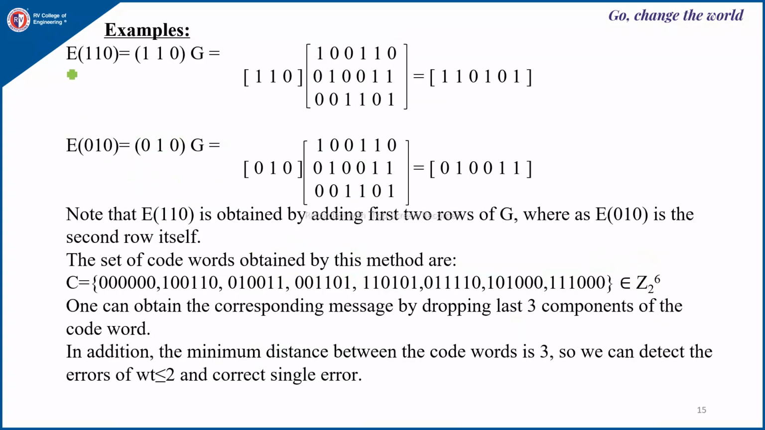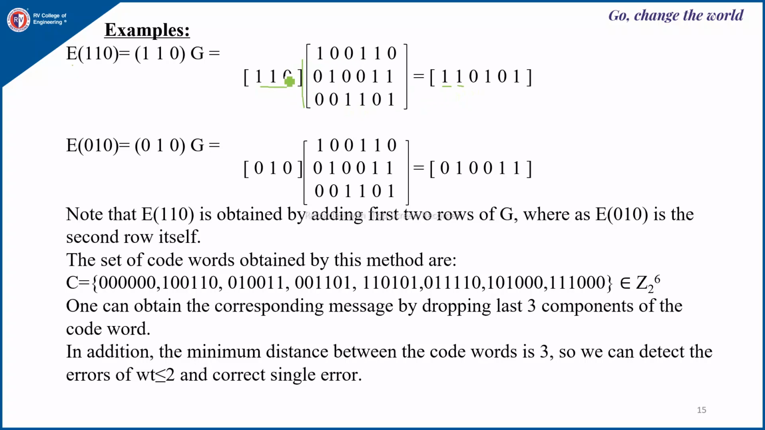Suppose you see an example. What is the code word for 110? That is, encoding 110 produces 6 bits. So 110 is multiplied by G. Here is my G matrix. You have to perform the multiplication bit by bit, this row and this column. So 1 into 1, plus 1 into 0, plus 0 into 0, so you will get 1. Next is 1 into 0, plus 1 into 1, plus 0 into 0, so it is 1.